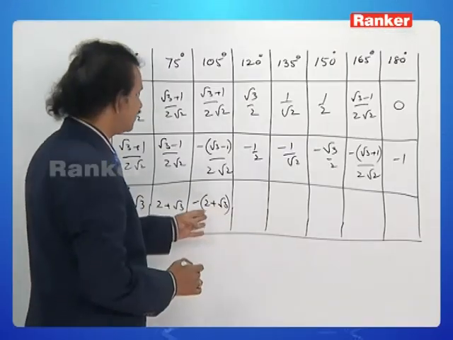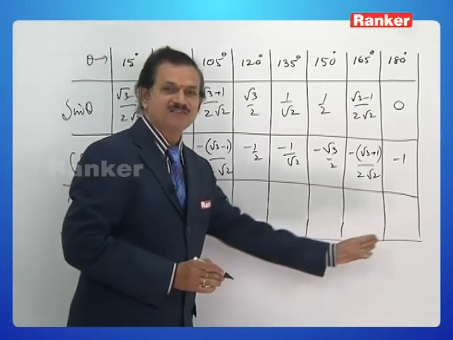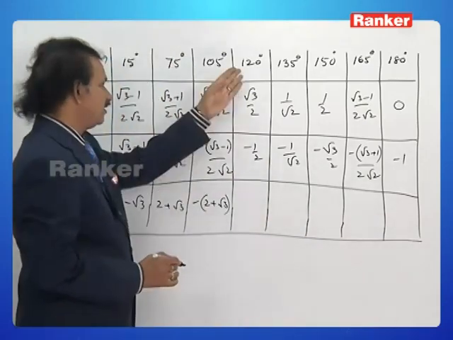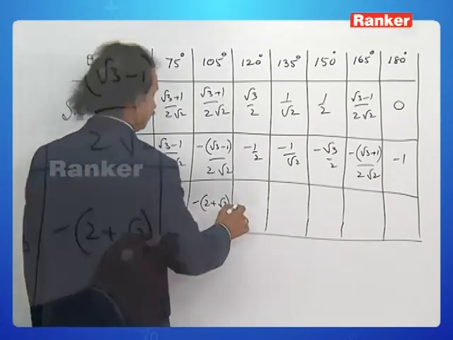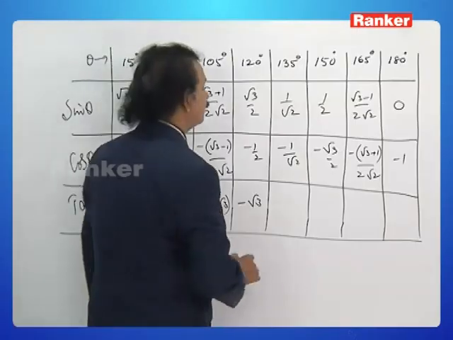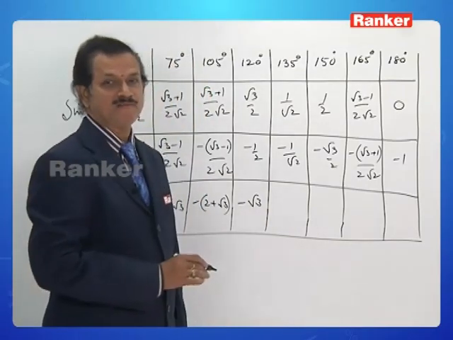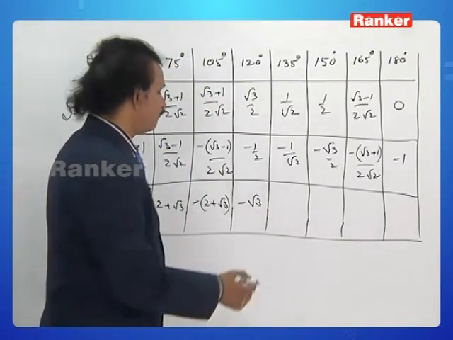Hereafter the supplementary concept will be used. What is the supplement of 120? 60. Therefore minus tan 60, minus root 3. 135: the supplement of 135 is 45. So minus tan 45, minus 1.